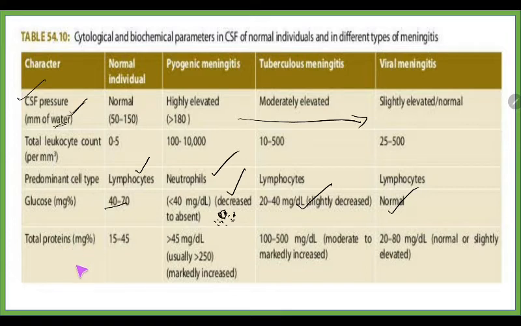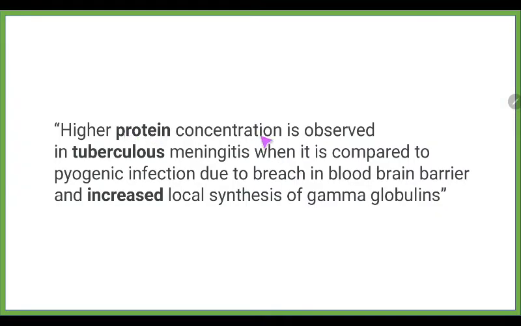Coming to total protein, there will be an increased amount of total protein, markedly increased in pyogenic meningitis, more than 45 mg per deciliter. In tuberculous meningitis, it is still markedly elevated. In viral meningitis, it will be 20 to 80, that is normal or slightly elevated. In all viral cases, there will be a slight elevation. The reason for the high protein concentration in tuberculous meningitis is that there is a breach in the blood brain barrier and increased local synthesis of gamma globulins.